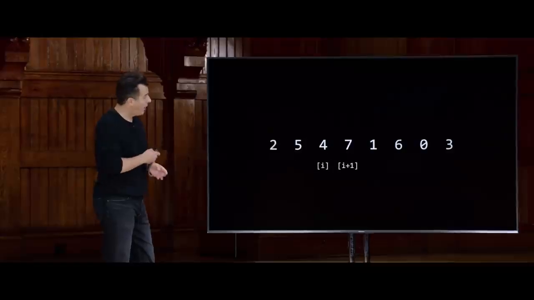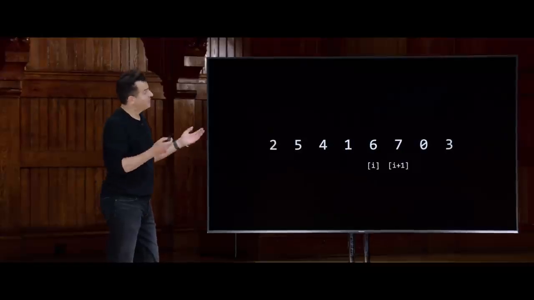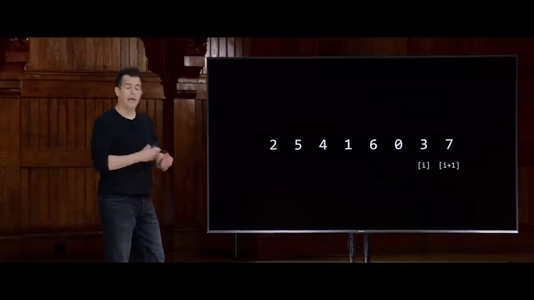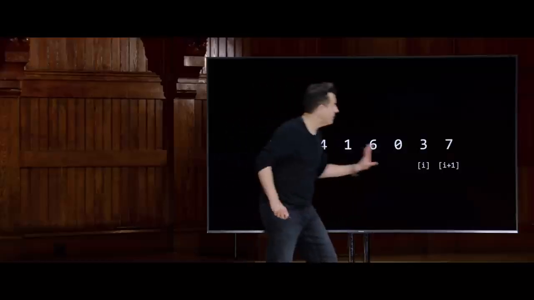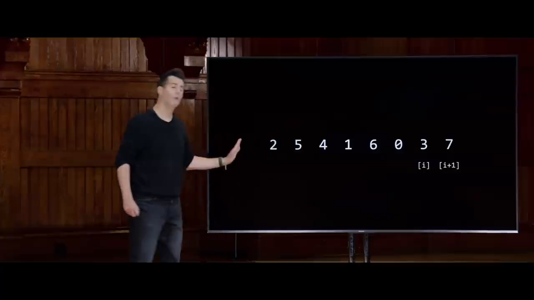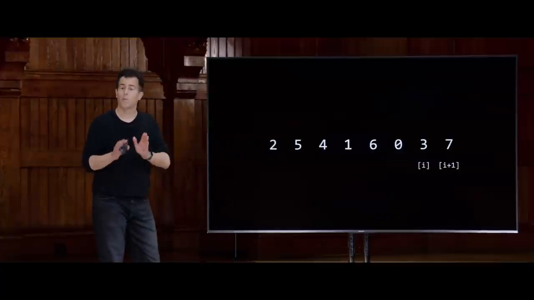7 and 4, swap them. 7 and 1, swap them. 7 and 6, swap them. 7 and 0, swap them. 7 and 3, swap them. And notice, just as with our humans, 7 bubbled their way up all the way to the end, leaving me with 7 more problems to solve. But at least I took a bite out of the problem.